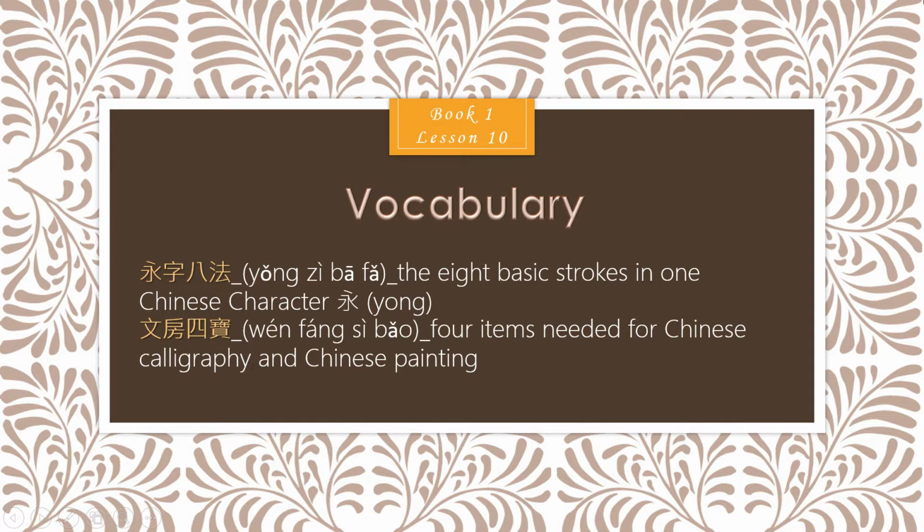Vocabulary: 永字八法, 文房四宝. 永字八法 is the 8 basic strokes in one Chinese character, 永. 文房四宝 refers to the 4 items needed for Chinese calligraphy and Chinese painting.